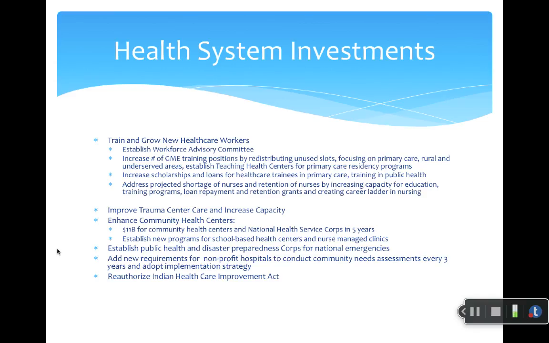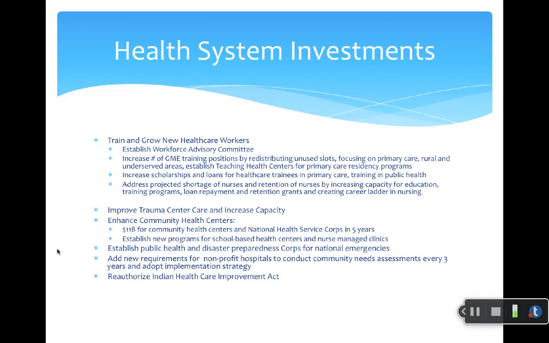We also see that there have been significant investments in our health system overall. We know that we have a shortage of primary care providers, and so there's been a large emphasis on increasing the number of graduate medical education training positions, particularly in primary care and rural health, to ensure that we're actually going to have enough healthcare providers to treat the people who are going to be accessing the healthcare system in the coming decades.